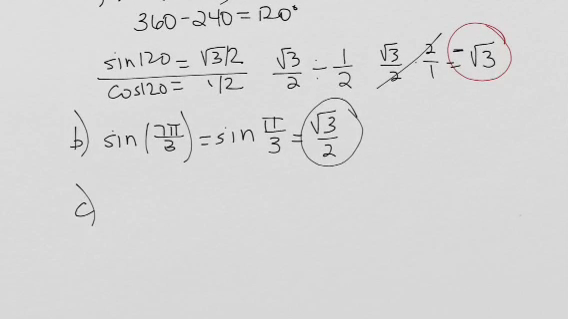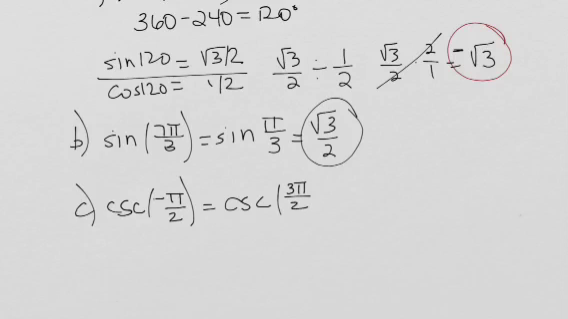The last problem is asking us to evaluate the cosecant of negative pi over 2. Again, I like to put this in terms of something that's positive, so that's the cosecant of 3 pi over 2, which is 270 degrees. We know that cosecant is 1 over sine. Well, the sine of 3 pi over 2, according to our unit circle, is the y value, which is negative 1. And 1 over negative 1 is negative 1.